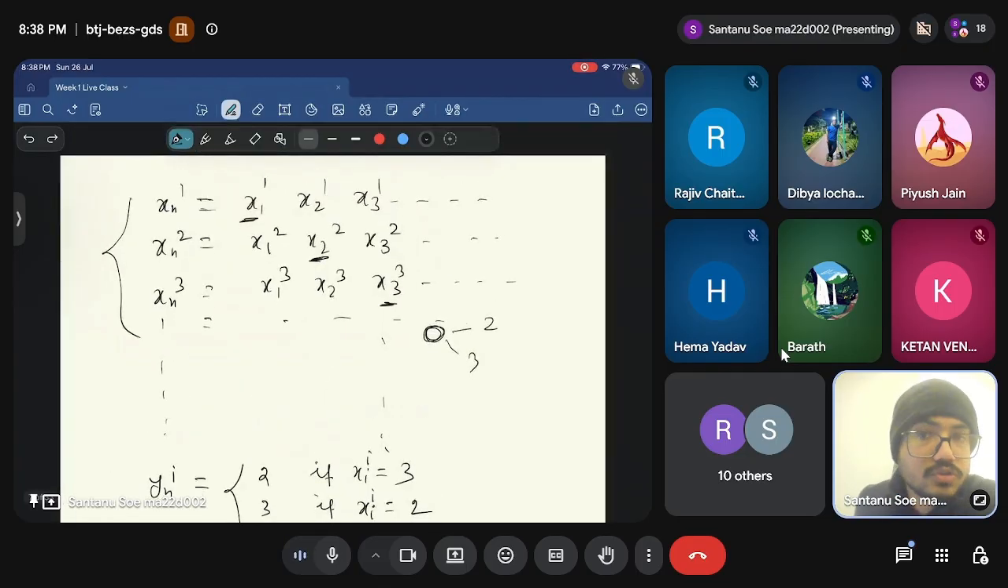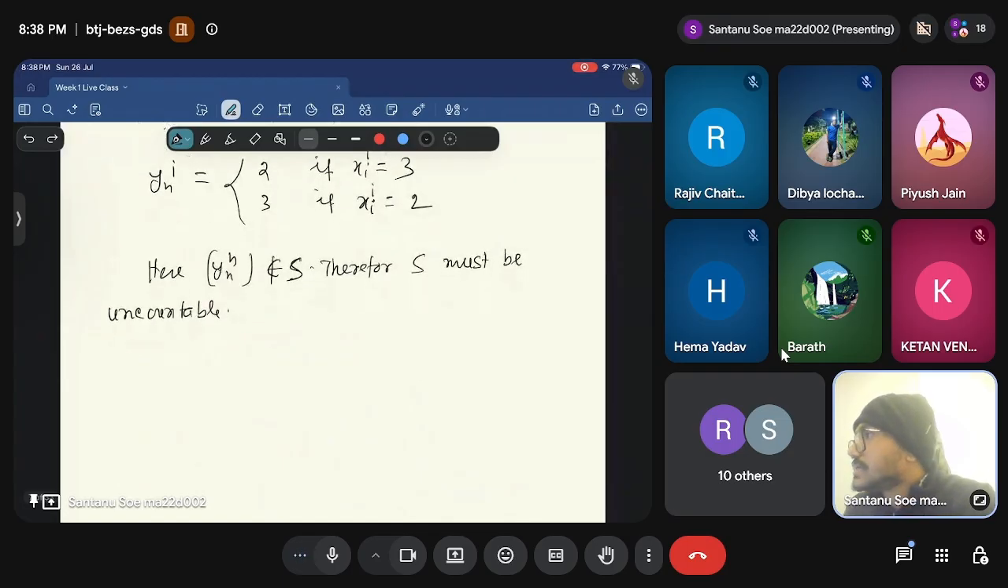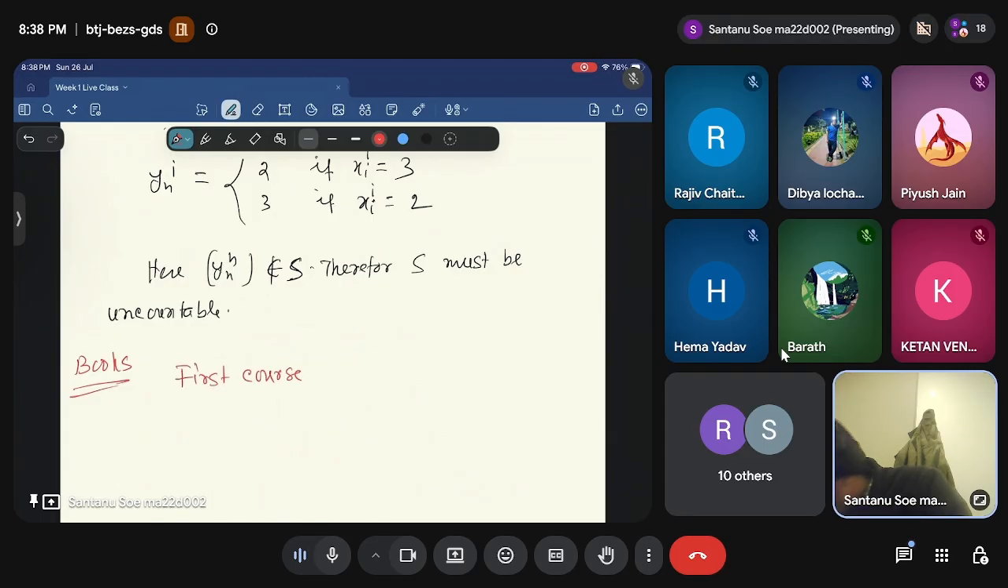So I hope this is clear. You can go through it once again, and if you are still struggling to understand, I'm going to refer to books. I think the instructor of this course has also referred to books. So the first book was A First Course in Real Analysis, by Protter and Morrey.